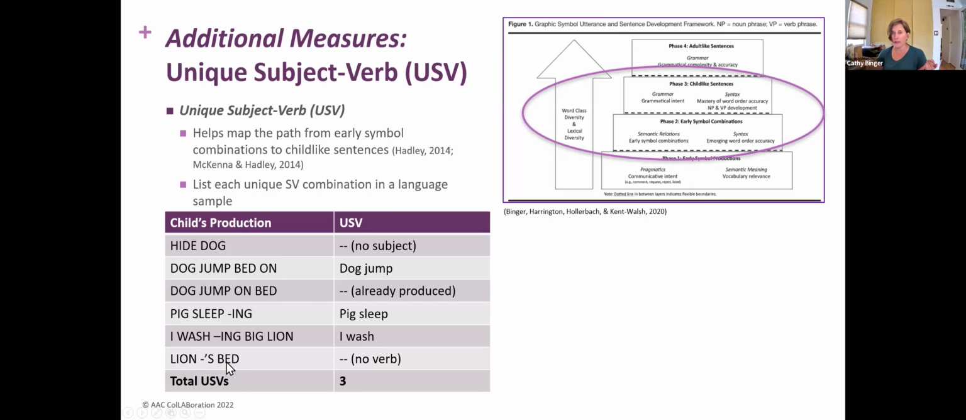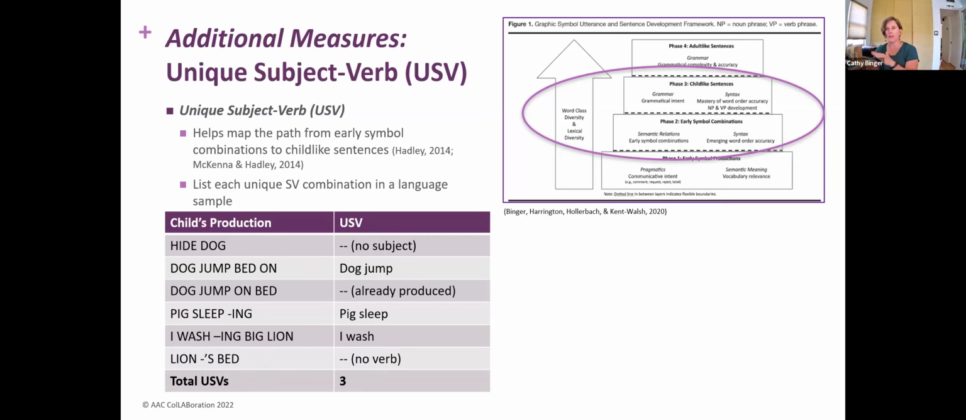Lion's bed. Now here we have a noun phrase, but we don't have a verb phrase. So there's no verb, so there's nothing for me to do here. In this very, very short sample of 6 utterances, we have 3 unique subject verb combinations. We have dog jump, pig sleep, and I wash. So the number of unique subject verb combinations for this tiny sample is 3. That's how you calculate this. You would do this for a much larger corpus, obviously.